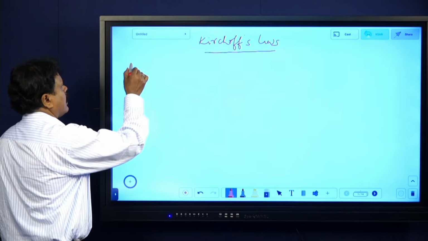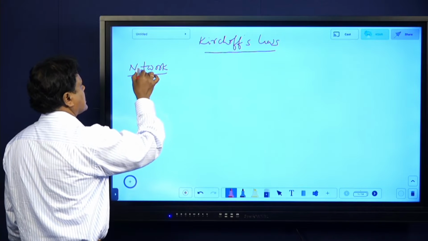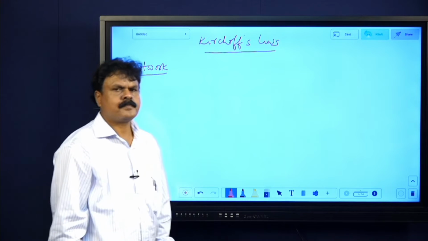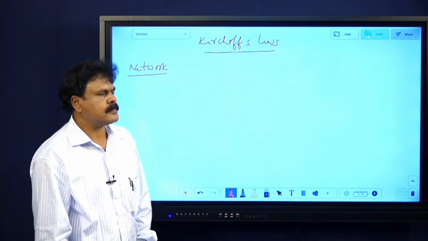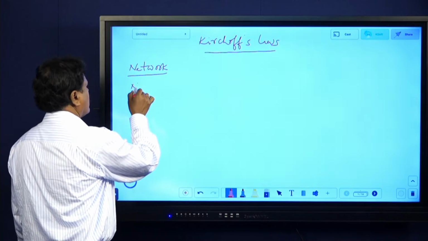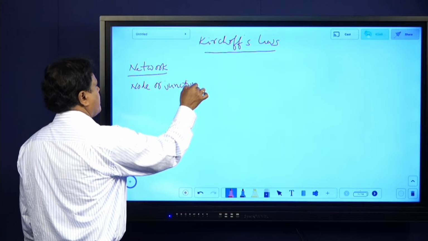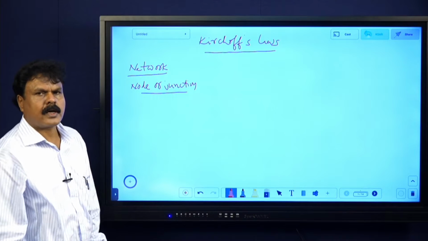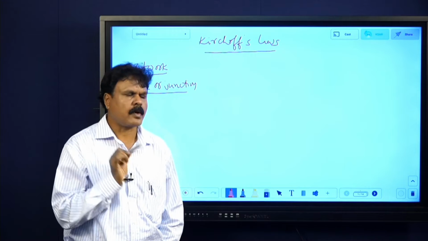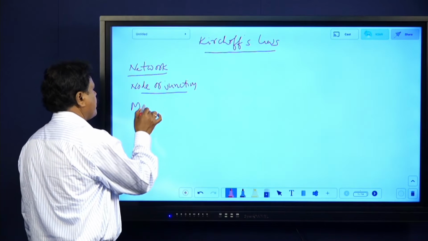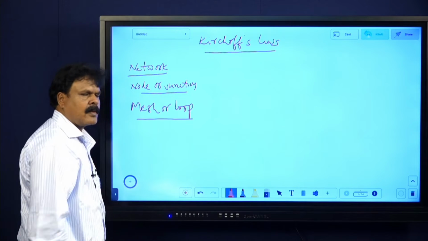Very first, I'll explain what you mean by network. Network means electrical components connected in a complicated manner. Electrical components connected in a complicated manner is called a network. Next definition, node or junction: it is a point in an electrical network where two or more conductors meet. Then mesh or loop: any closed path of a circuit, for 1 mark I am telling.